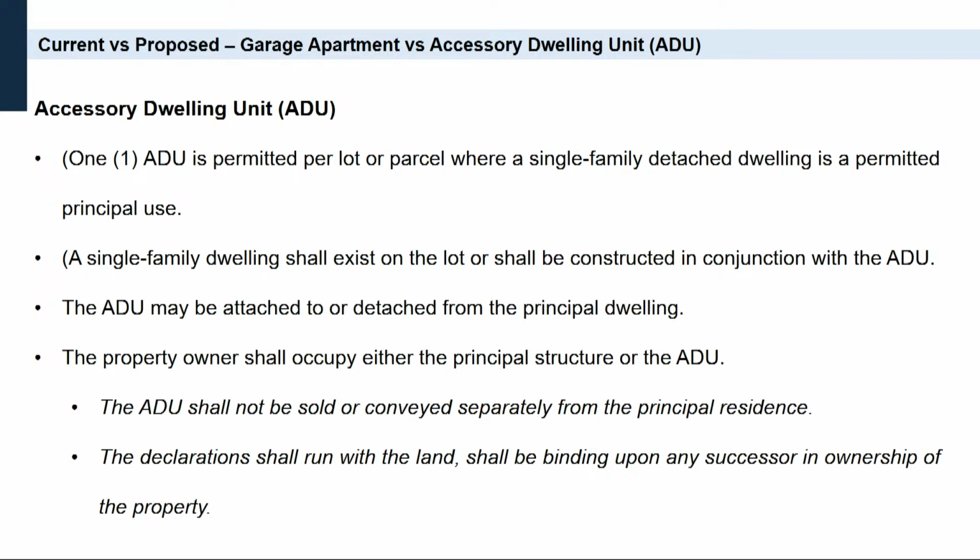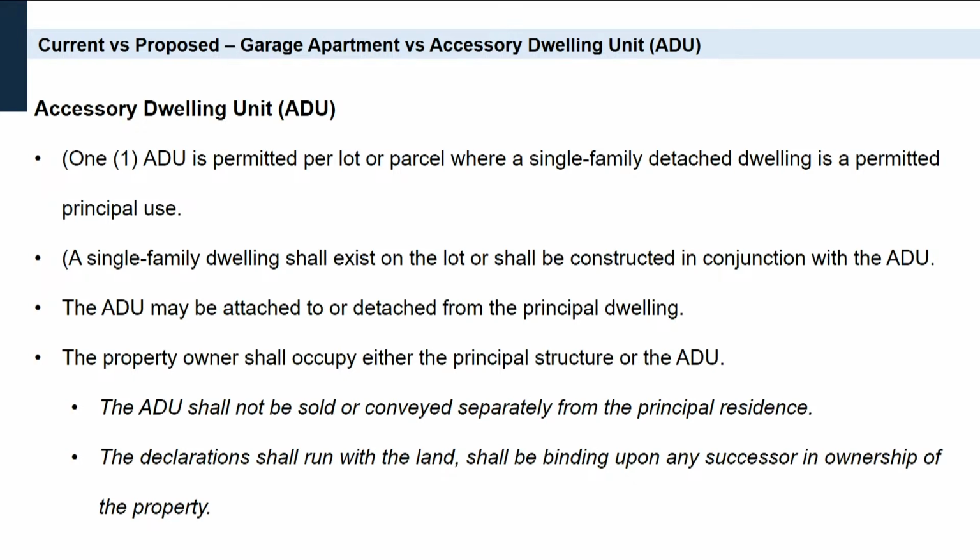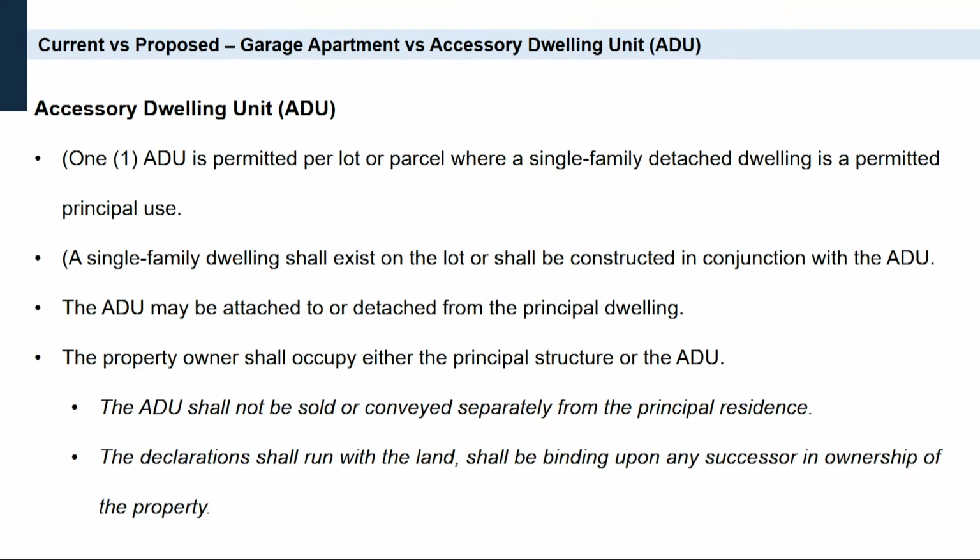One of the criteria is a single family dwelling shall exist on the lot prior to and shall be constructed in conjunction or ahead of the ADU. That would prevent an accessory structure from being on a primary lot, which we don't allow by law anyway. The ADU unit may be attached or detached from the principal dwelling, and the property owner shall occupy either the principal structure or the accessory dwelling unit.